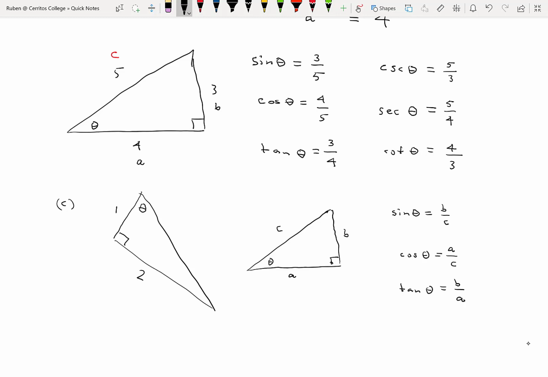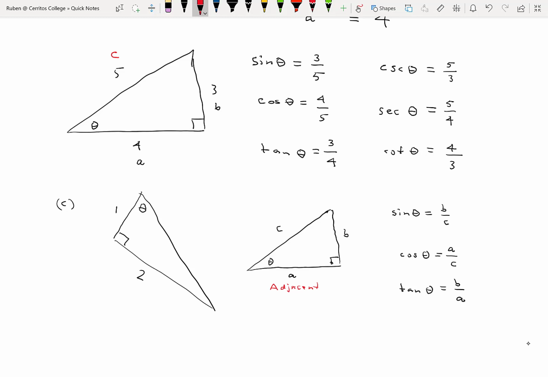Okay, that's sort of old news for us now. Now, I want to rename these sides. I want to rename the sides by naming them in terms of the angle theta. We call A the adjacent side to theta. The word adjacent means next to. The side A is next to theta.